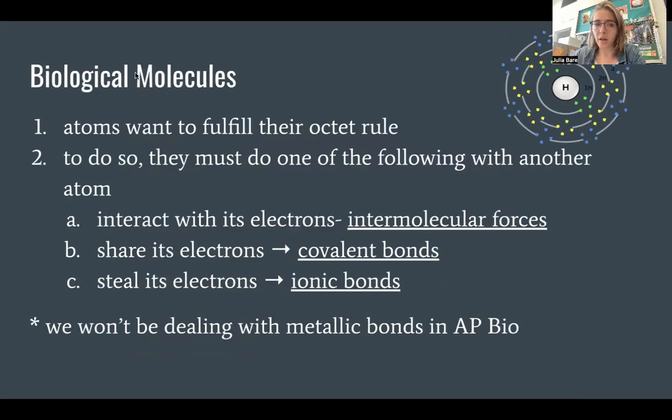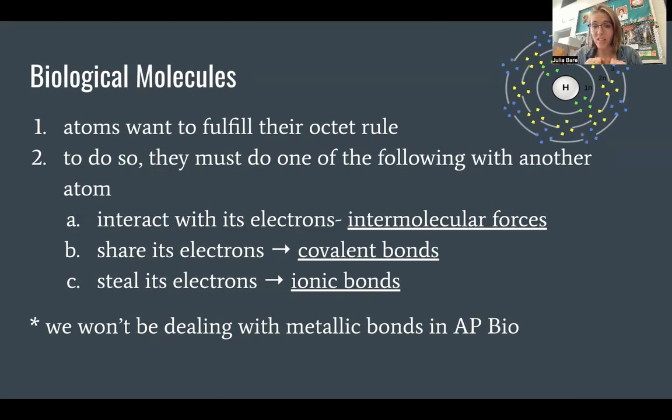When we're thinking about biological molecules, these molecules are going to be made in order to try to fill their octet rule. Now, in order to do this, they will do one of the following things. They will either interact with each other's electrons, and this is not considered a bond. This is considered an intermolecular force. Or they will share electrons, in which one atom says, hey, I have a little bit of extra electrons, and the other atom says, hey, I don't have enough electrons. Why don't we come together in the middle?